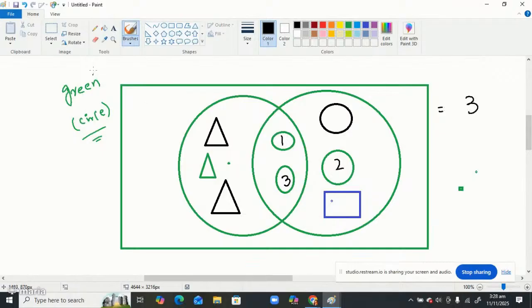But if they are saying that you just count how many shapes are green, then that would be 4. Okay, but if they mention that you write down the green ones, but those green ones are circles, then you only discuss these circles.